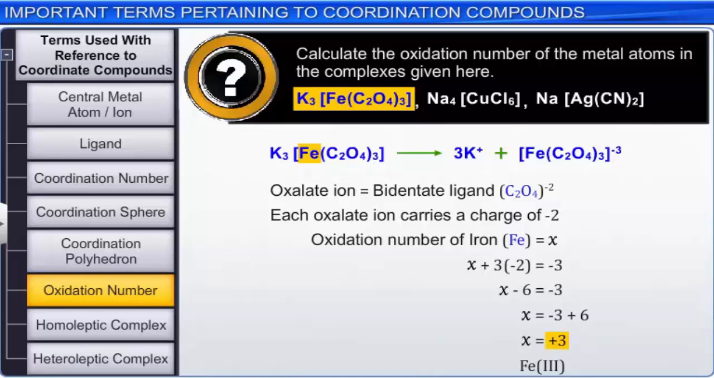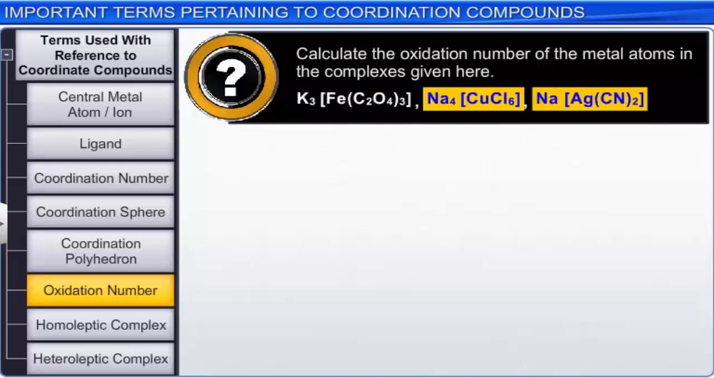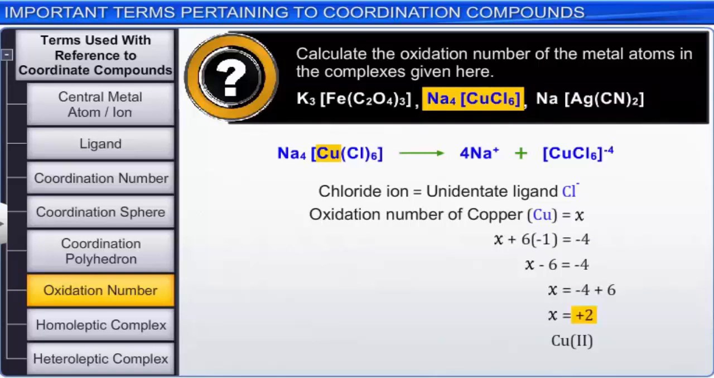Similarly, the oxidation numbers of copper and silver in the other two complexes are calculated as +2 and +1, as shown.